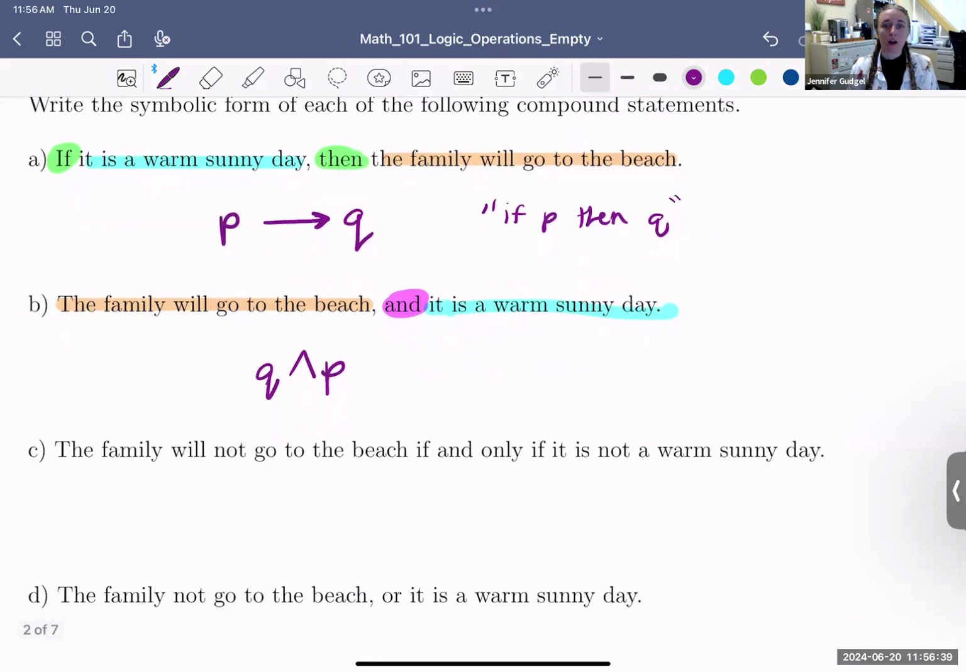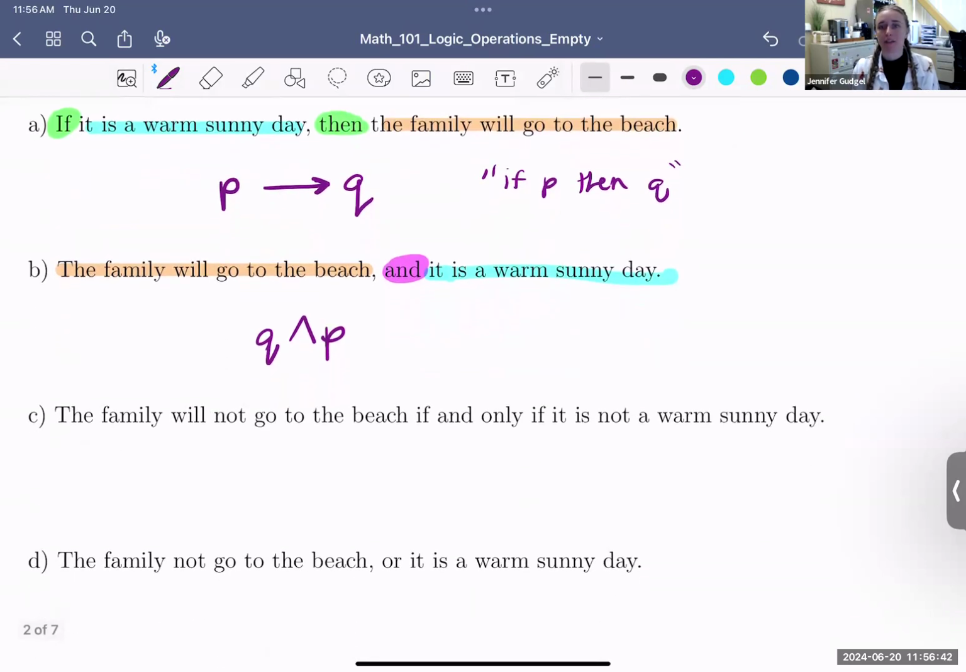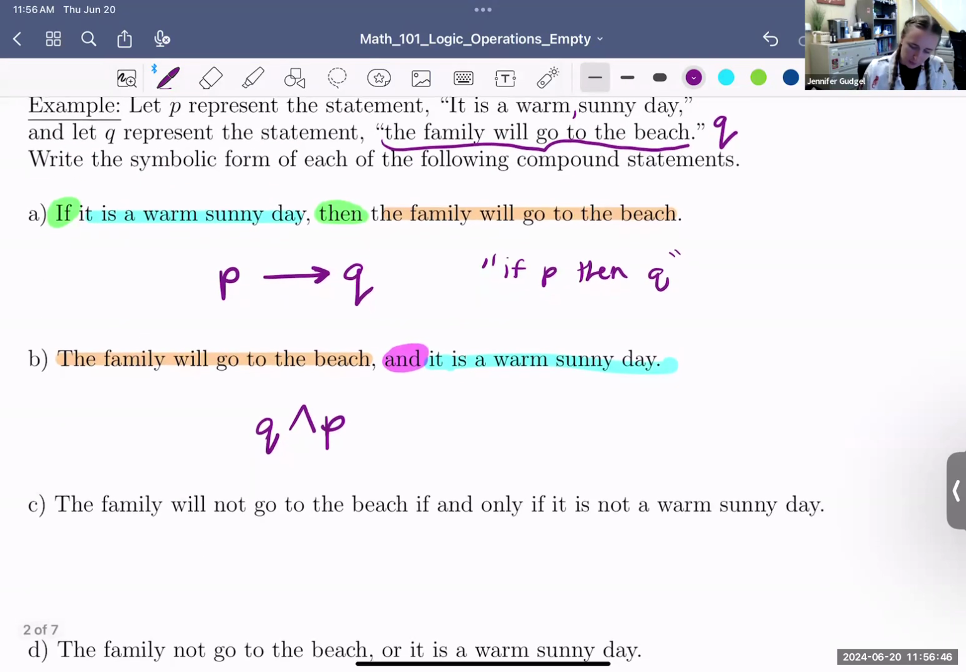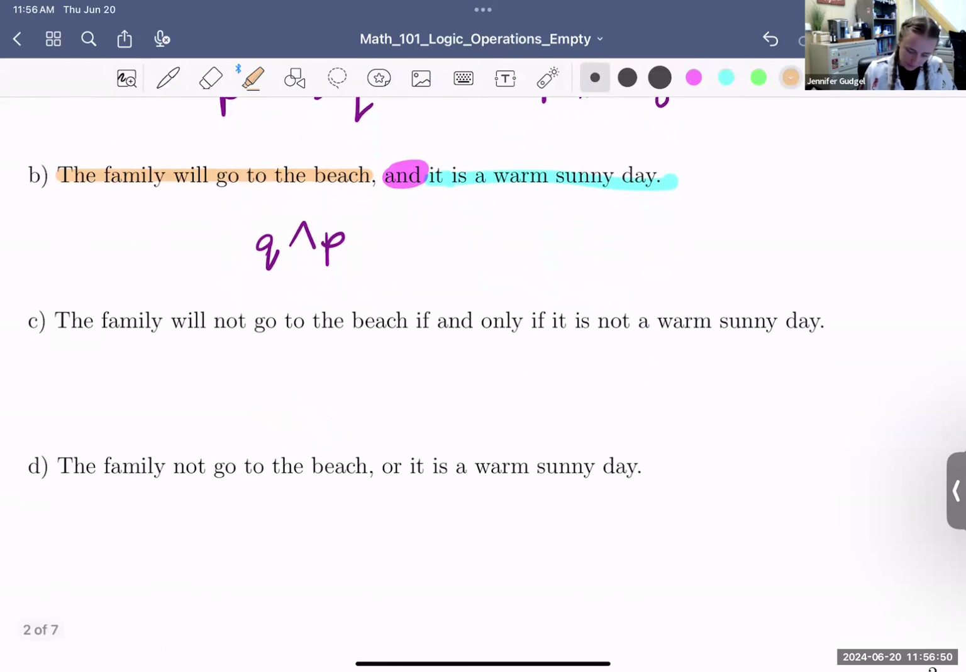The family will not go to the beach if and only if it is not a warm, sunny day. All right, which one? I'm going to be more careful now. The family will go to the beach is Q. This means it's not Q. See how it was the family will not go to the beach. That word is our negation there.